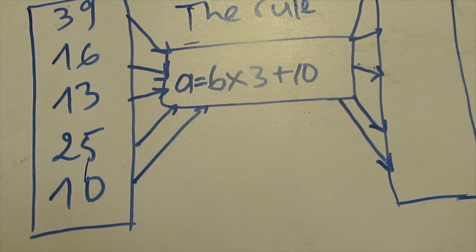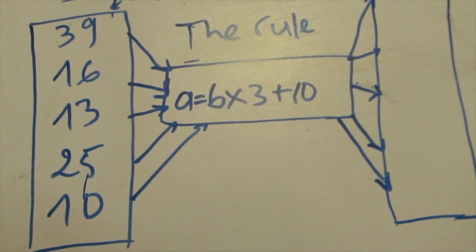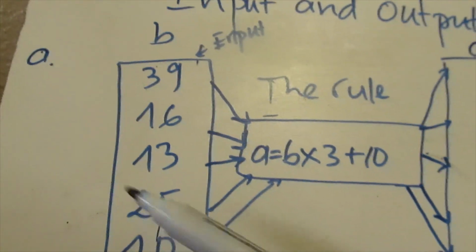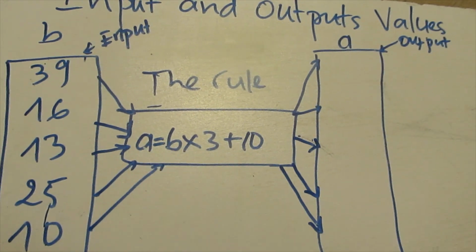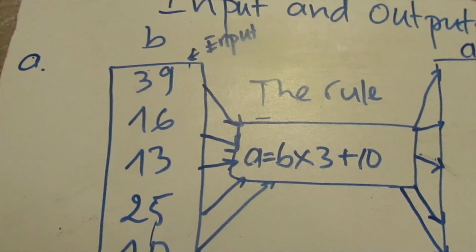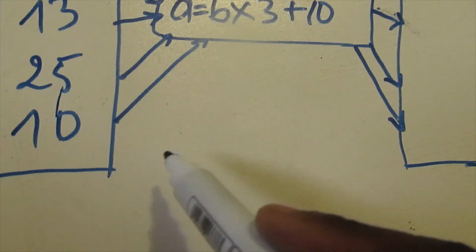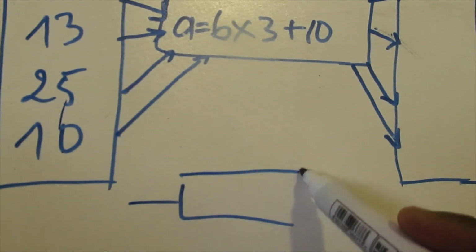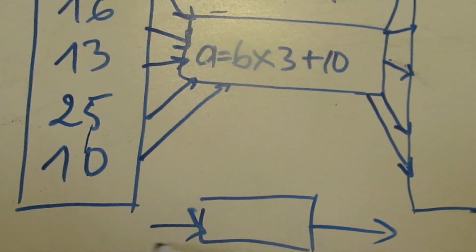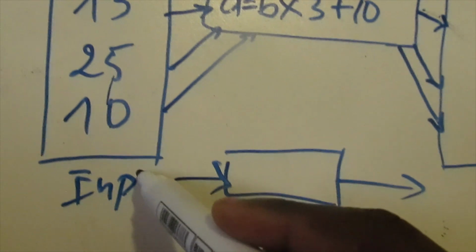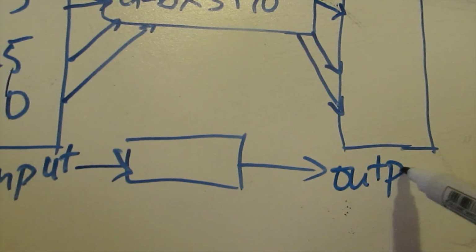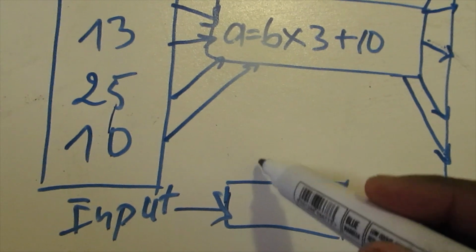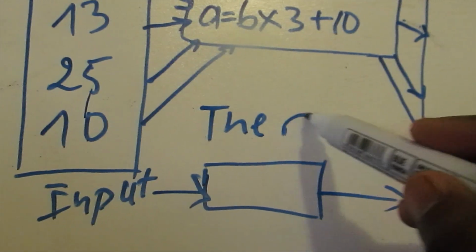Our rule says A equal to B times 3 plus 10. So now let's look at our B. The B is all these values, and our A is the output that we don't have. So we must find A according to each input. With the input and output, in another example, they can even give us this form. We have the input, and we have the output, then in the middle here we have the rule.